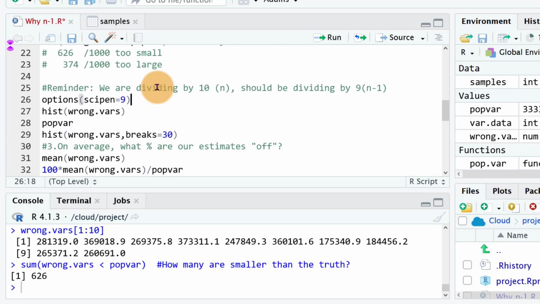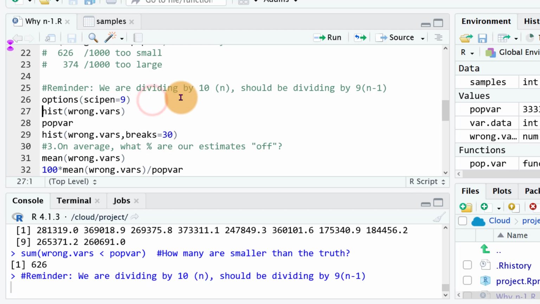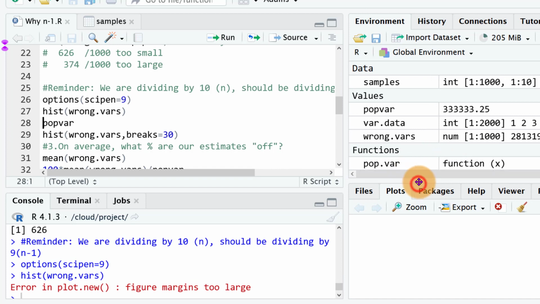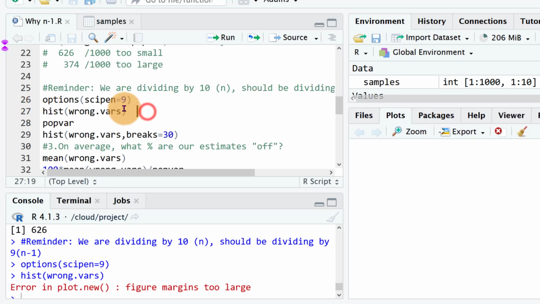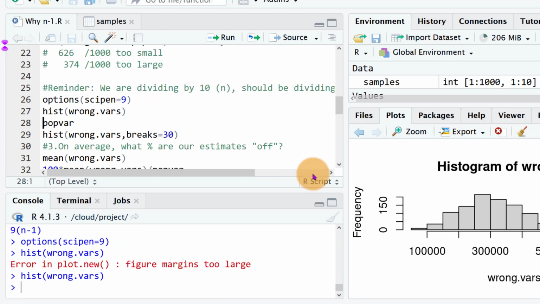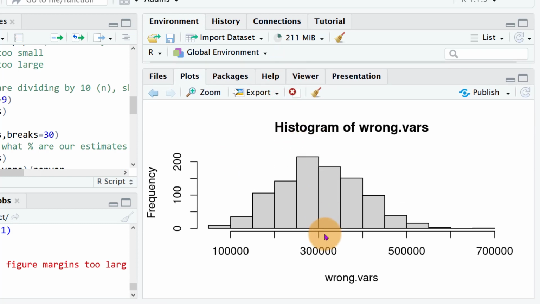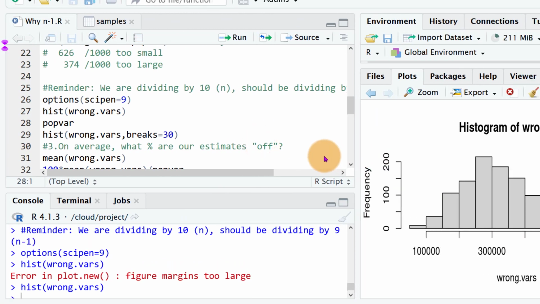So let's look at a graph and see what's going on. Here I'm just telling it not to show scientific notation so often. If we look at a histogram, it's not going to show the histogram unless I make this little plot window a little bigger. All right, let's run that line 27 again. Let's make this a little bit bigger. So this is just so you can see that, remember, our true value for the population variance is around here, 333,000. And you can see that by far most of these values are lower than that. We can see that bias in our estimates.